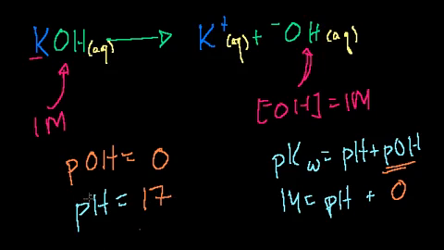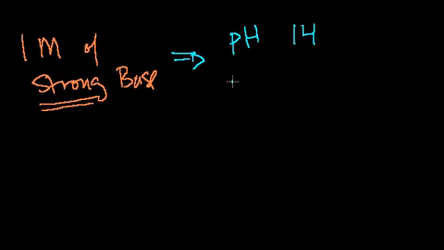So if you have 1 molar of, I used potassium hydroxide in this case, but if you have 1 molar of a strong base, let me write that down. 1 molar of strong base. Remember, strong is a kind of official term in chemistry. It means complete dissociation. You have a pH of 14, and you have a pOH of 0.